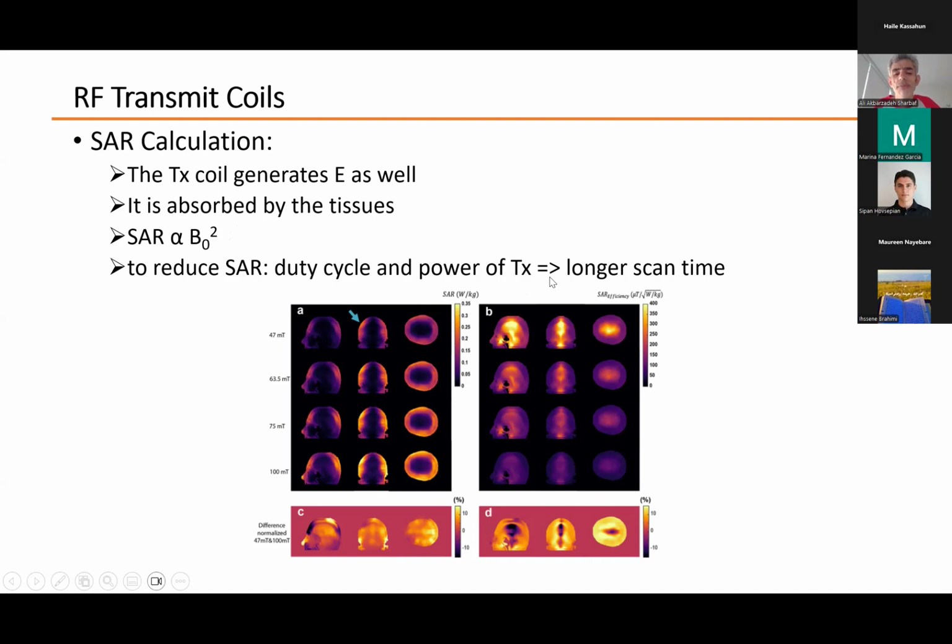One of the approaches that people use to reduce the SAR is to reduce the duty cycle and also the power of the transmit signal, but at a cost. It makes the scan time longer.